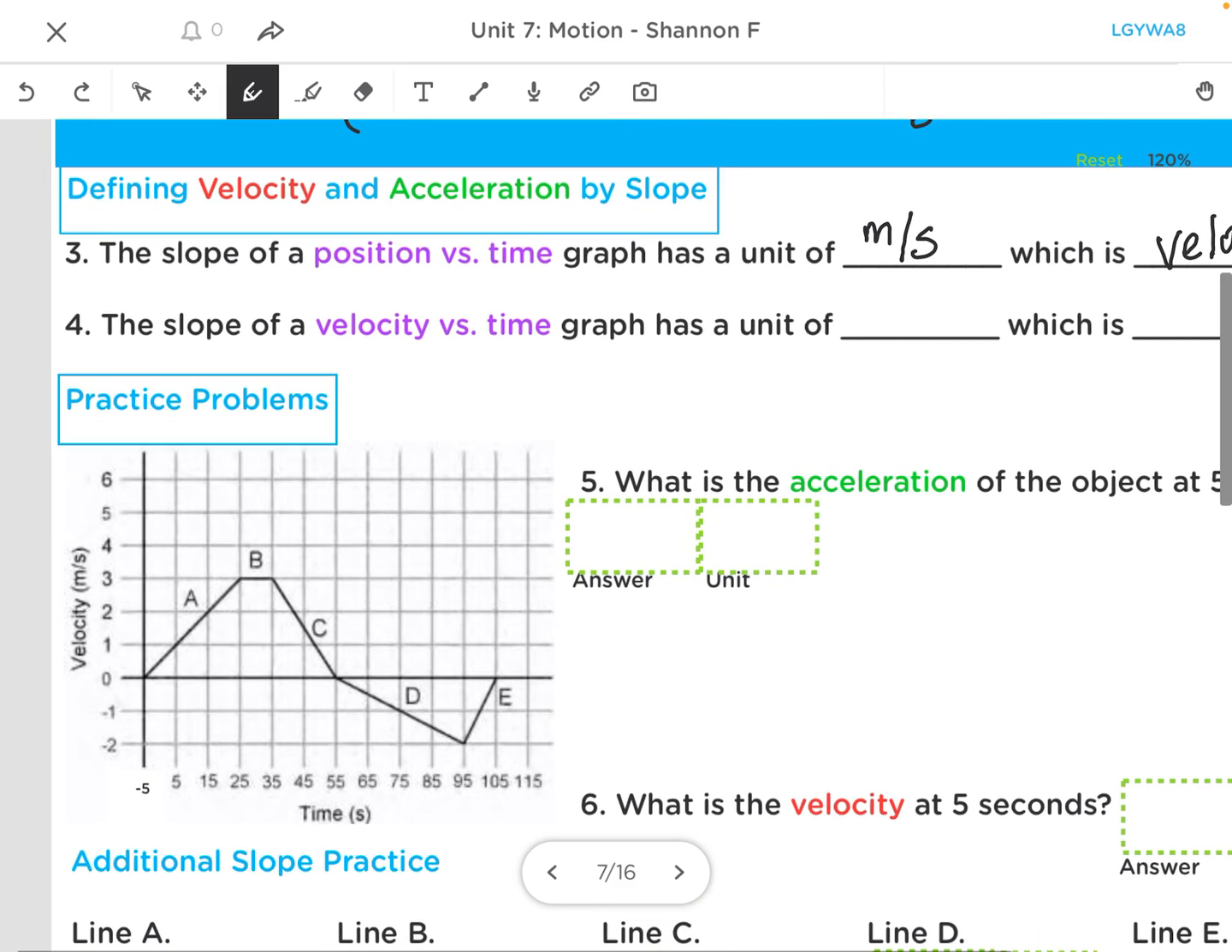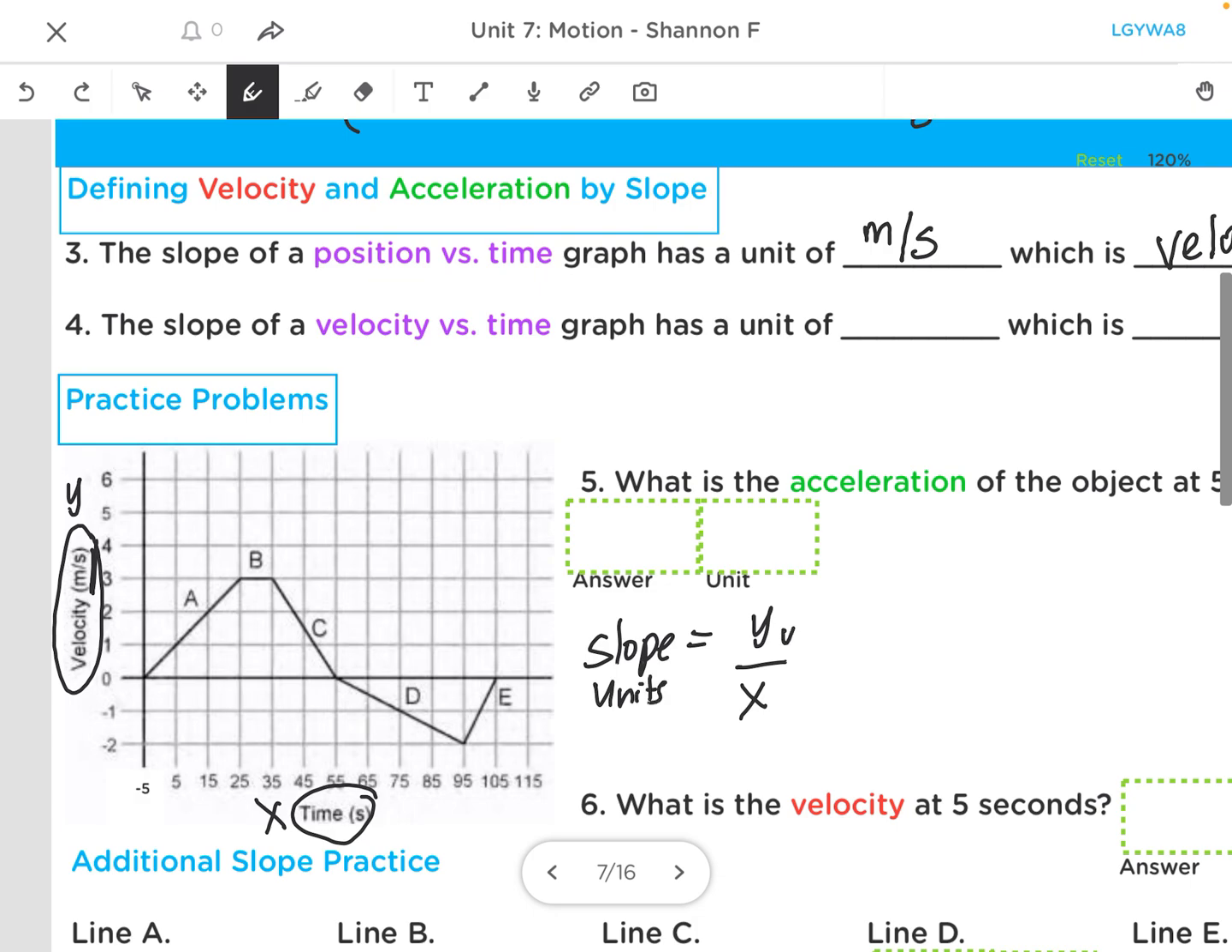However, if we look down to question number 4 and 5, if you have a velocity time graph, notice how the units for velocity are meters per second. So your y-axis has units of meters per second, and your x-axis has units of seconds. So when you're trying to find the slope of a velocity versus time graph, because slope is equal to your change in y divided by your change in x, the units for your slope, again, are your y units divided by your x units. And so the y units are meters per second, and the x units are seconds.